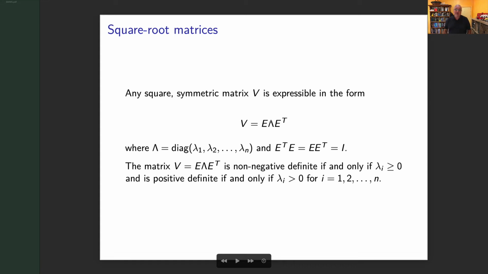And the lambda is going to be interesting. Lambda is basically a big matrix with zeros everywhere, but along the diagonal it's going to have some numbers, and we'll call the first number lambda 1, lambda 2, all the way up to lambda n.